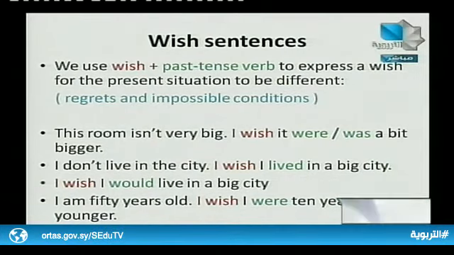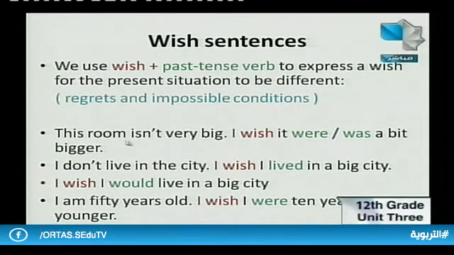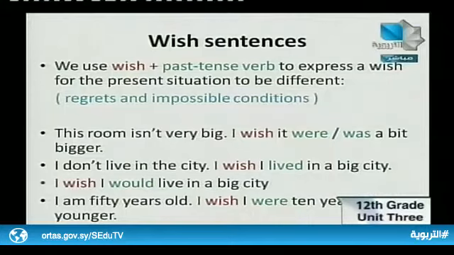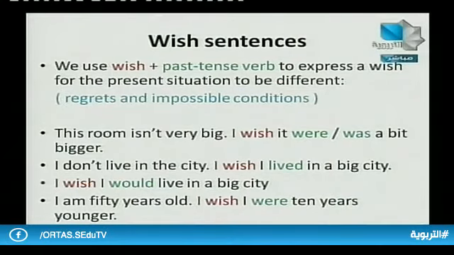Example, the room isn't very big. I wish it were bigger or was bigger. Both are correct. Both are accepted. So this condition is impossible. This room is small. It is not very big. It means it is a regret, an impossible situation. We cannot change it, right? But we wish a kind of a change.